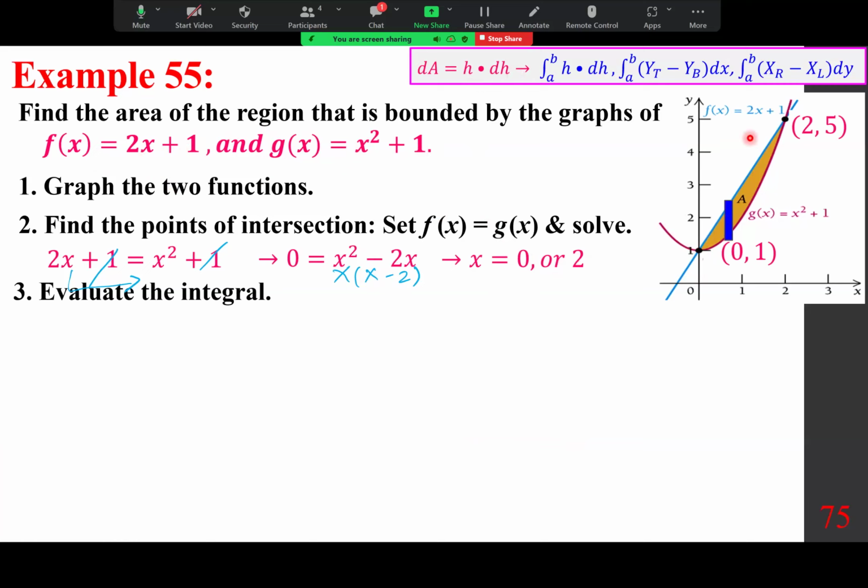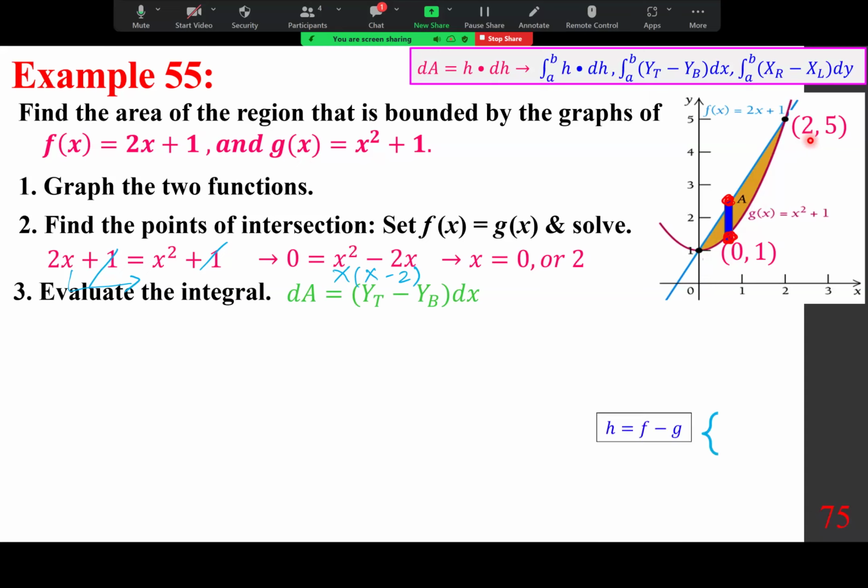And this vertical strip uses the y of the top minus y of the bottom. Y of the top comes from the line, which is f of x, or 2x plus 1. Y of the bottom comes from the curve, which is x squared plus 1. And this vertical strip has to go this way along the x-axis, which means it's going to go from x equals 0 to x equals 2.